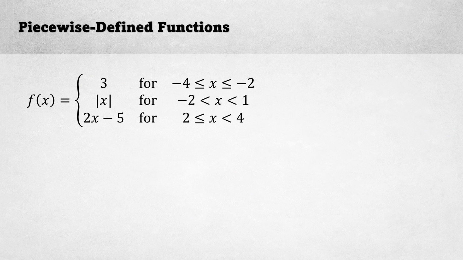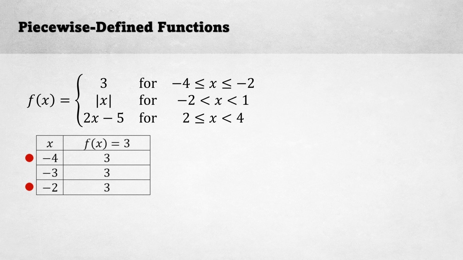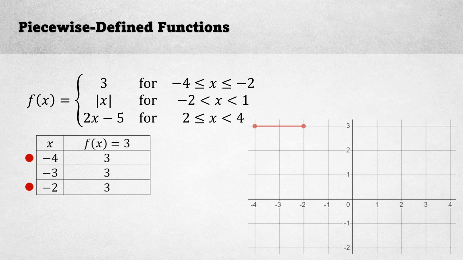Here's a piecewise-defined function. Piecewise-defined functions are functions that are defined in pieces. In this example, f of x is defined in 3 different pieces. We can make tables of values for each part of the graph. Starting from -4 to 2, we find values for the first piece. I will mark points (-4, 3) and (-2, 3) with solid dots to remind myself that the endpoints of this piece are solid dots because they are included. Using these points, we graph the first piece on the grid.